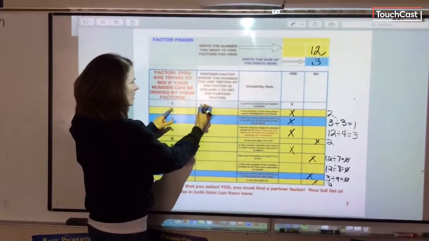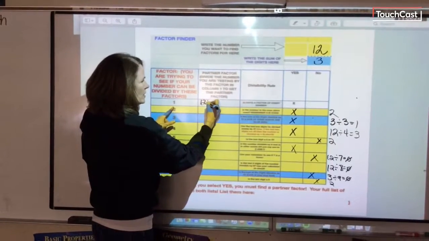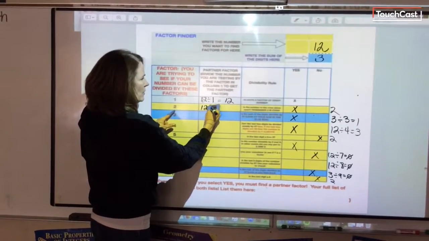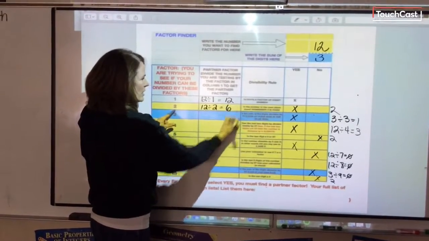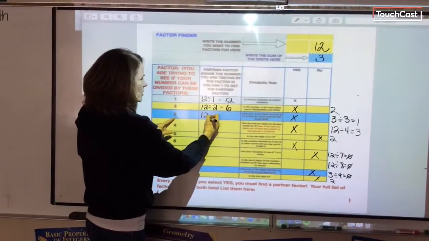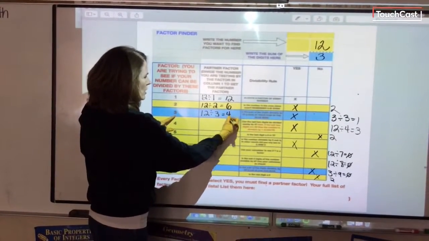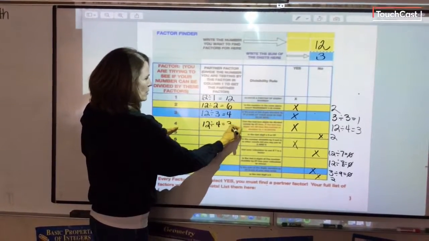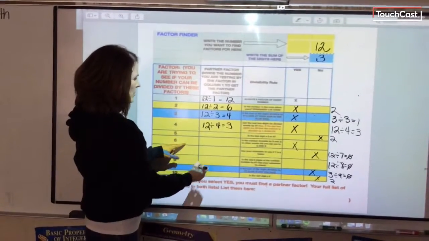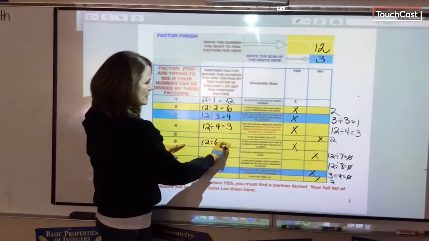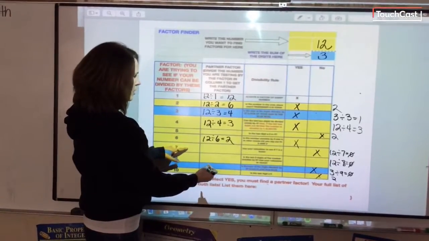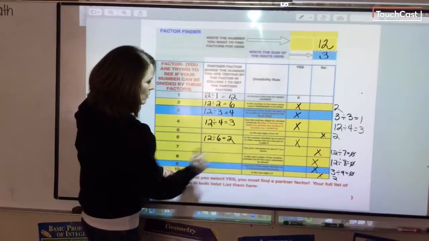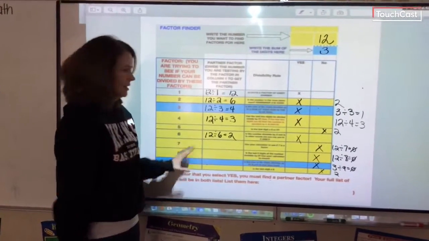So I'm going to write right here, we said yes to 1, 12 divided by 1 equals 12. 2 we said yes to, so 12 divided by 2 equals 6. 3, 12 divided by 3 equals 4. 4 we said yes to, so 12 divided by 4 equals 3. We said no, so we're going to skip over that. For 6, we'll write 12 divided by 6 equals 2. No, no, no, and then the last one is a no. So we are all done filling out this.